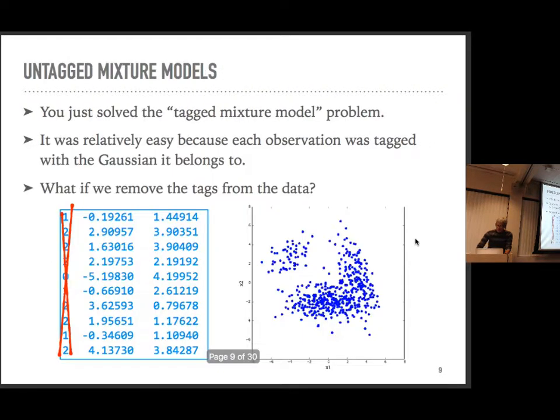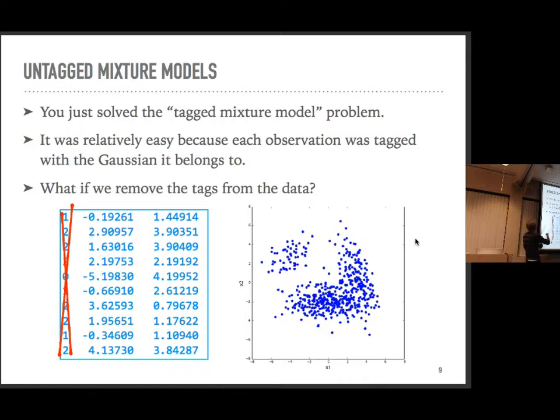Okay, so what we just did is we solved, I've invented this name because it's not really a problem people do, but we solved the tagged mixture model problem. That's relatively easy because for each data point, you were told that this data point belongs to this cluster, or this Gaussian.